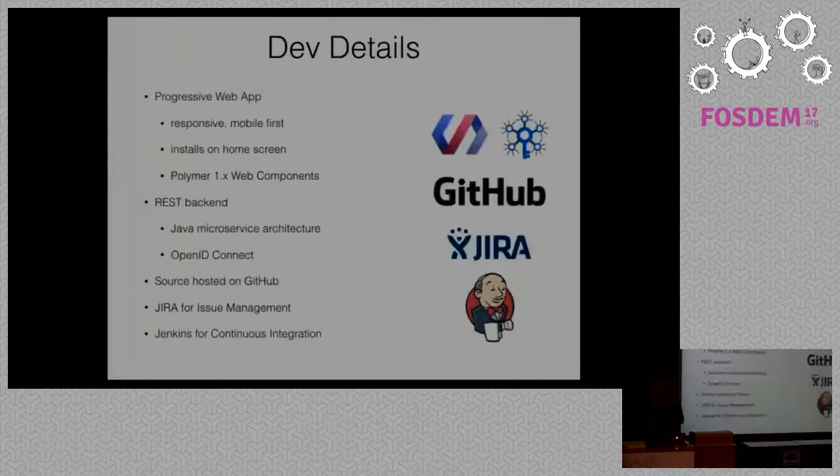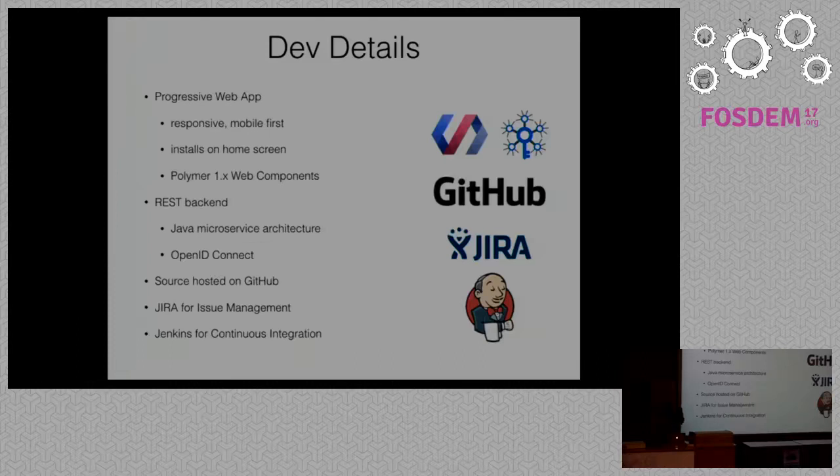Before I show you an example, these are the details that you're going to see. It's a progressive web app. It's responsive. It's developed mobile first. It installs on the home screen. So when you visit it a couple of times, your Chrome browser on Android actually asks you whether you want to install it, and then it feels like a native app, which is really cool. It's developed using Polymer web components.